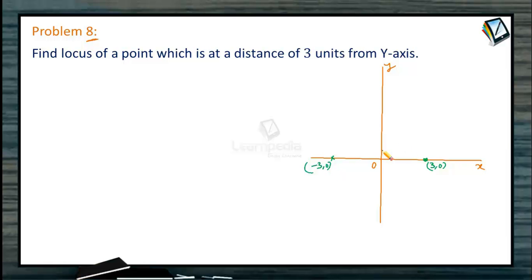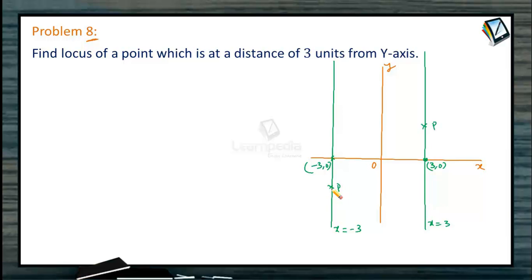Now the distance between two parallel lines always remains the same. Therefore, all the points which are there on the vertical line x is equal to 3 are going to satisfy this particular condition. Also, the points which are there on the vertical line x is equal to minus 3 are going to satisfy this particular requirement. So P can be any point here or any point here on this.